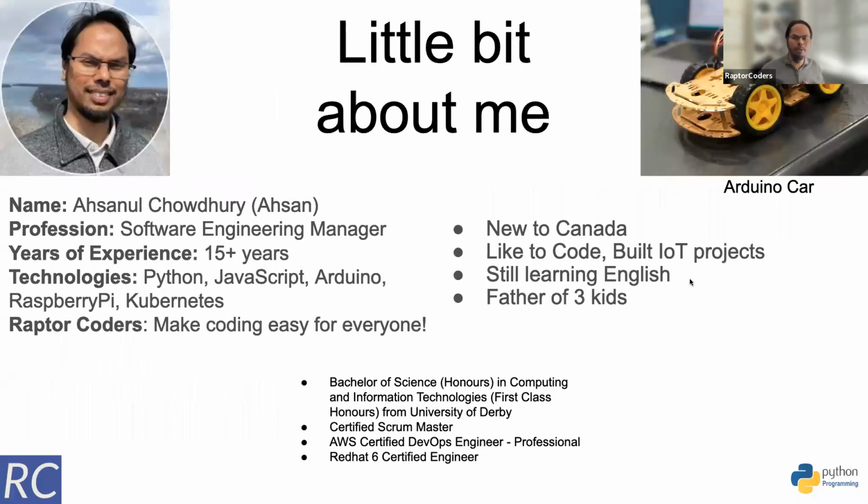All right, a little bit about me for people who didn't join on day one. My name is Ahsanul Chaudhary. You can call me Ahsan. I'm a professional software engineer. I've been doing software engineering for the last 15 plus years. I'm a big fan of Python. I do JavaScript every day. That's my bread earner. I like Arduino and Raspberry Pi as well. So I build small robots here and there with my kids, and I do Kubernetes. Kubernetes is a very modern technology for building and deploying your applications.